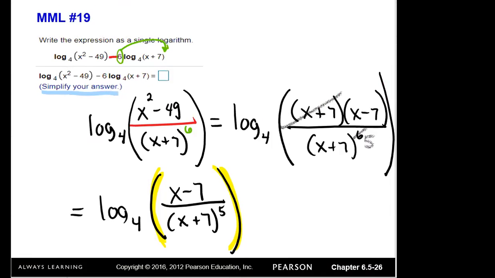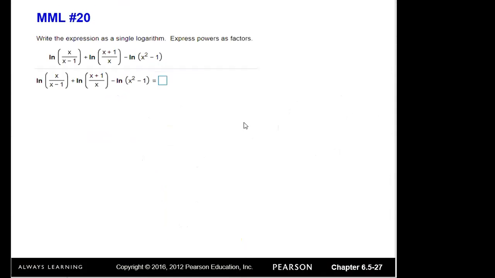Okay. Oh, this one's fun. You start off by adding right here. So that means you're going to multiply these two things. But then you've got subtraction, which means you're going to divide.